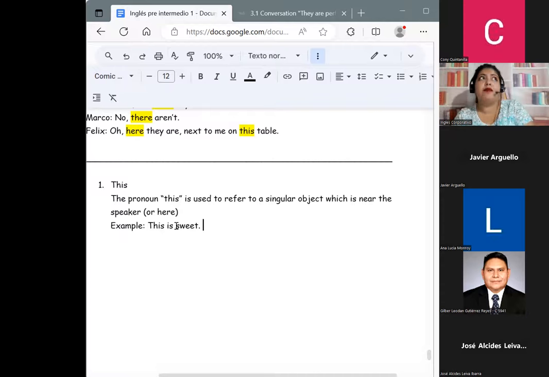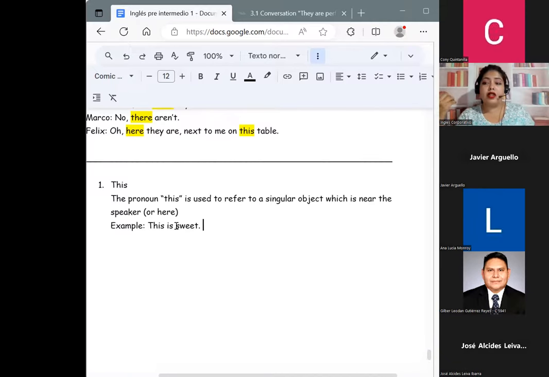But we are going to talk about different things. In this case, you can think about one specific fruit or something like that. In my case, I have here this one. I have an apple. So in this case, I can say, this is sweet. Esto es dulce. But I am talking about the apple. In your case, you can talk about a strawberry, a banana, a pear, a peach, an orange, a tangerine, something like that.